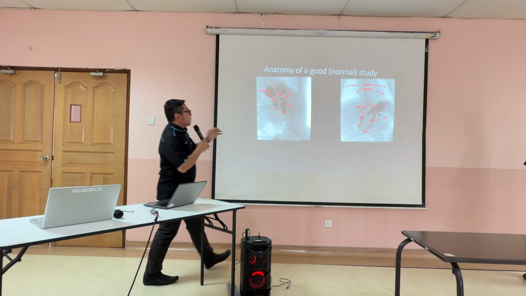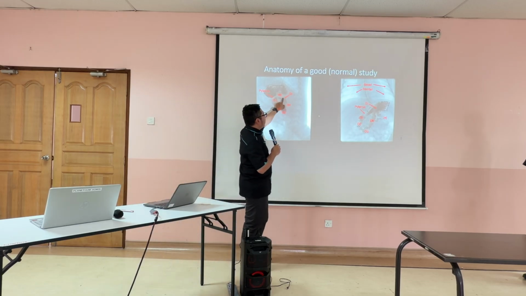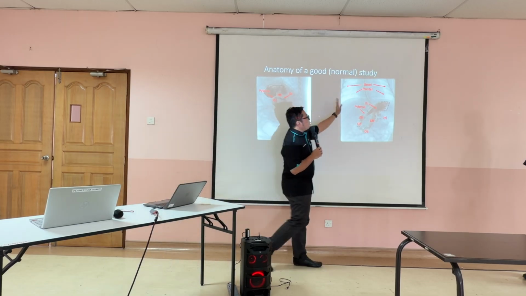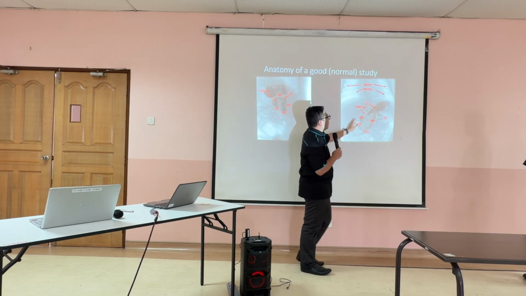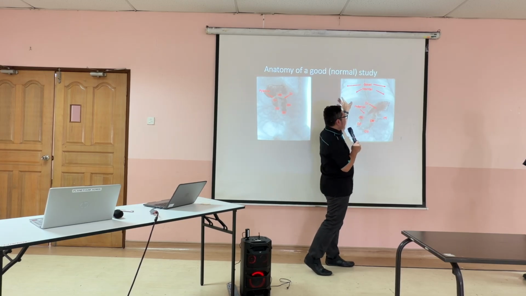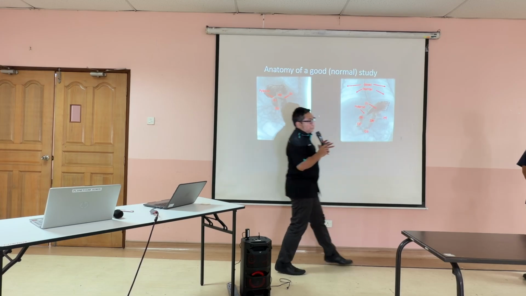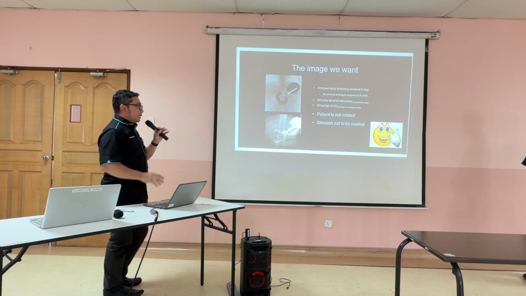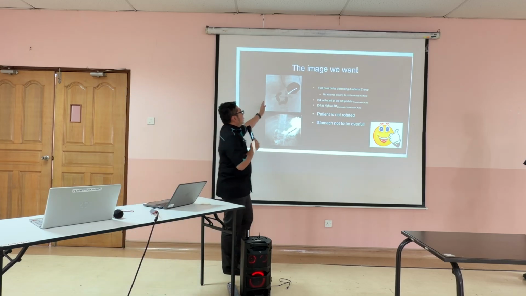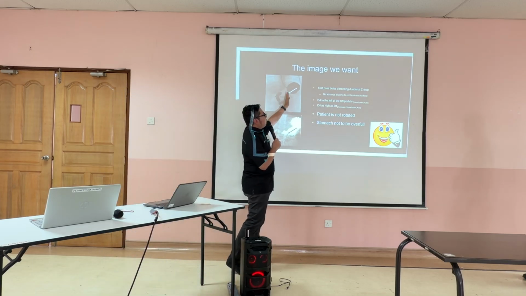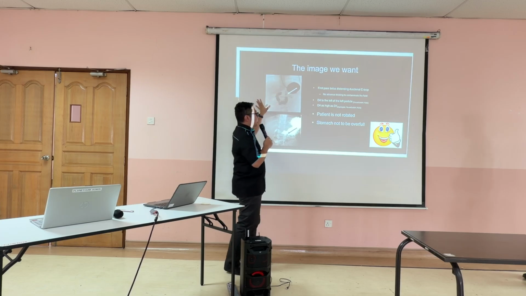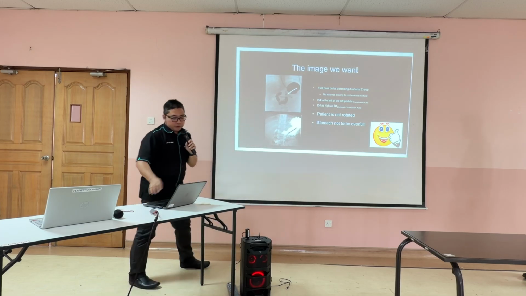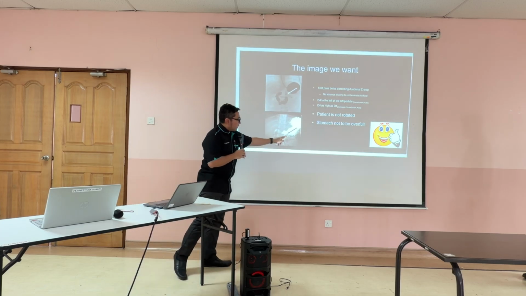This is the normal pylorus, D1, D2, D3, D4, and the DJ must be on the left. This is a good example because it is very symmetrical. When it is very straight, you get the DJ on the left side. This is the image we want. The DJ is located on the left side of the vertebral body. This is what we call the gold standard. Then when you give contrast, you can see it here.